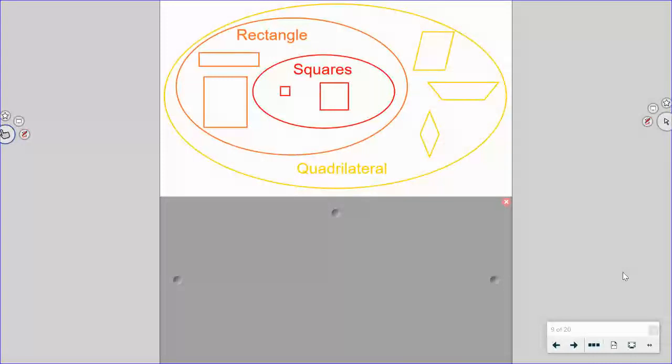Another relationship to think about: every rectangle is a quadrilateral, but not every quadrilateral is a rectangle. In other words, rectangles are special quadrilaterals with 4 right angles. But if you look at the yellow shapes, there are parallelograms, trapezoids, and other quadrilaterals that are not rectangles. So again, think about that. Every rectangle is a quadrilateral, but not every quadrilateral is a rectangle.